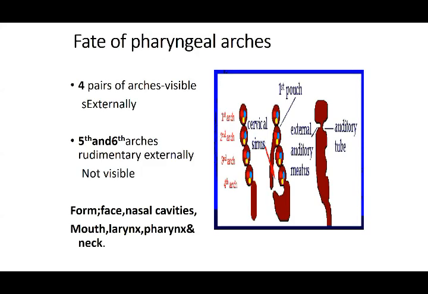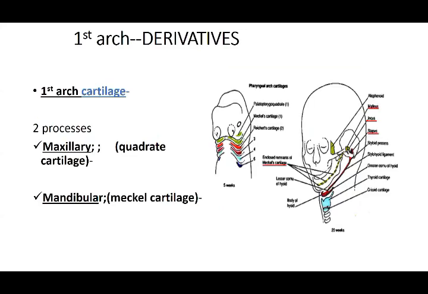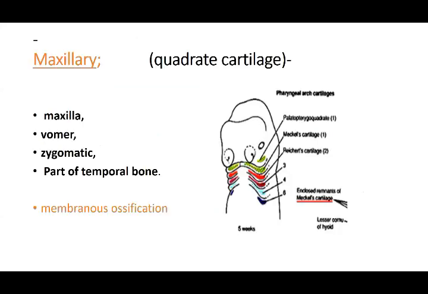Then is the pharyngeal arches, important structures. The fate of the pharyngeal arches: there are 4 pharyngeal arches which are going to develop into something, and the fifth and sixth are very rudimentary, not externally seen, but the sixth one still develops into the fourth, and the sixth, they develop some structures, all that is there on the pharynx. First arch has 2 components, maxillary and mandibular. The cartilages are given the names quadrate and Meckel's cartilage. The first, maxillary cartilage is going to give rise to the maxilla, vomer bone, and zygomatic, and the maxilla is basically membranous in ossification.